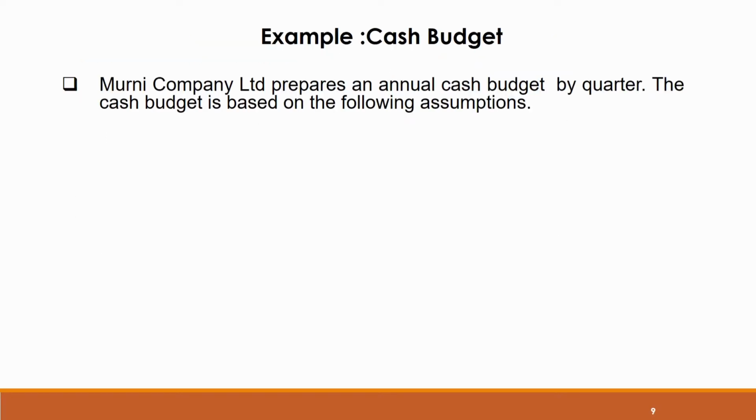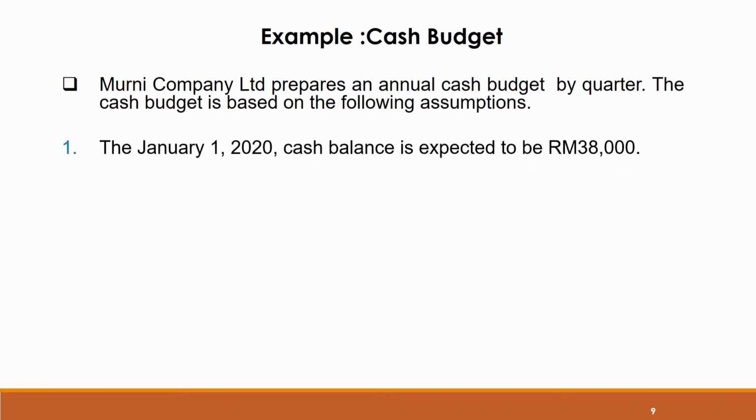Now we look at the example for cash budget. So you are given the question related to cash budget. So this is the question. Murni Company Limited prepares an annual cash budget by quarter. The cash budget is based on the following assumptions. So number one, January 1, 2020, cash balance is expected to be Rm 38,000. So this one represents the beginning balance of the cash budget.